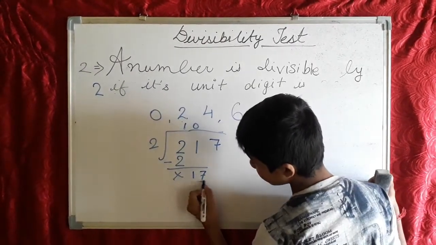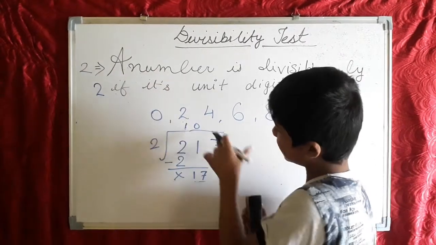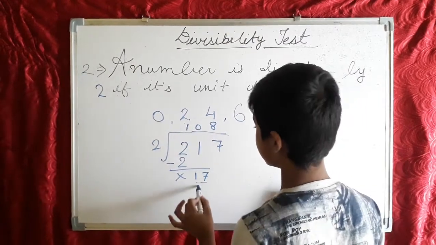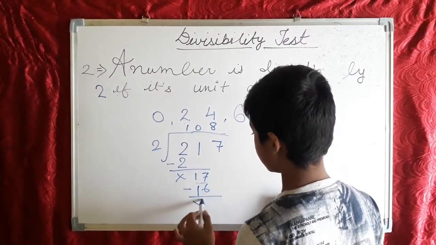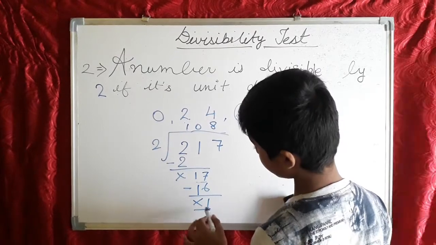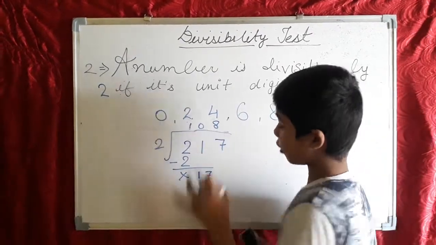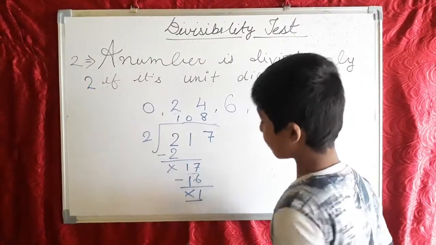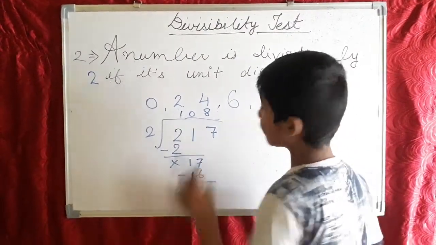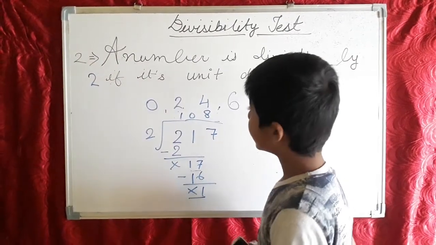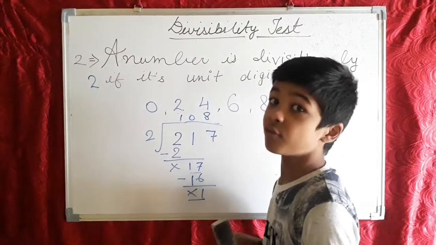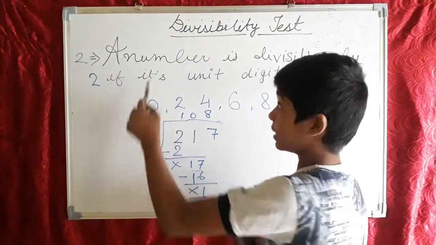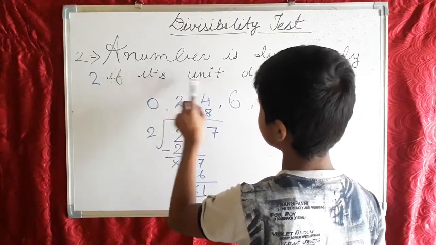So tell me which number is divisible by this 17? 2 8s are 16, 2 9s are 18. So which number is divisible by this 17? 2 8s are 16, and the remainder is 1. Now this 1 came. So friends, the remainder is 1, and if we take a decimal point here, it will not cut fully. So we do not take decimals. That's why the number must end in 0, 2, 4, 6, 8.